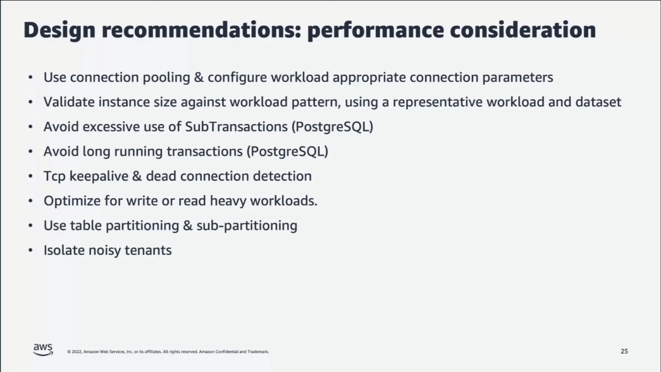Now have a mechanism that continuously monitors your system and identifies noisy tenants, which is very important in multi-tenancy architectures. And also a process that can help you relocate noisy tenants to isolate them. So you can use AWS Database Migration Service, or DMS, or logical replication to relocate the noisy tenants with minimal downtime.